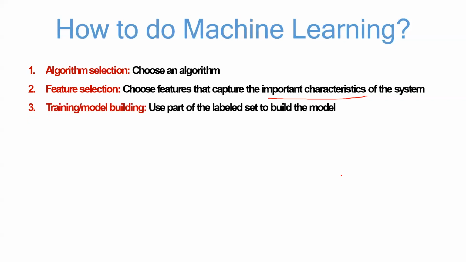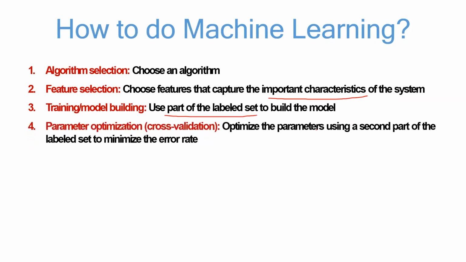Our third step is we start building the model. How do we build the model? We build the model with the help of the training data. So the training data is supplied as input to our algorithm by which we build our model. So we use part of the label set to build the model. So this is our third step.